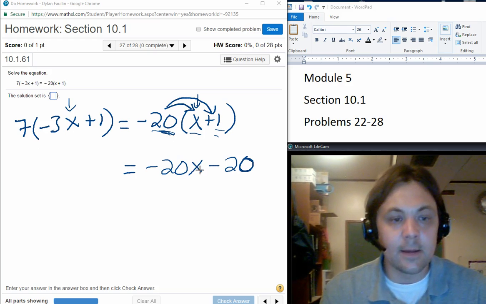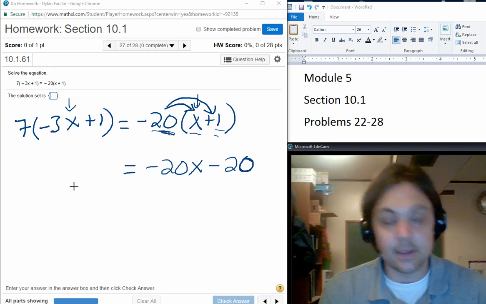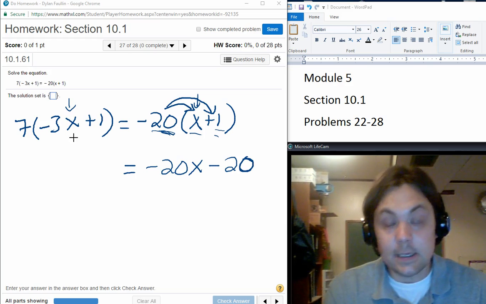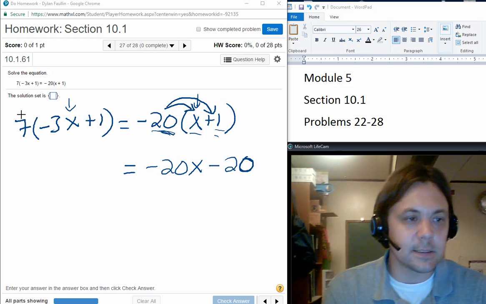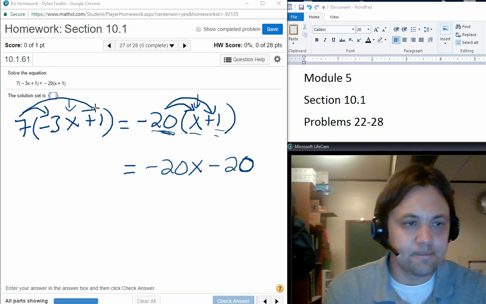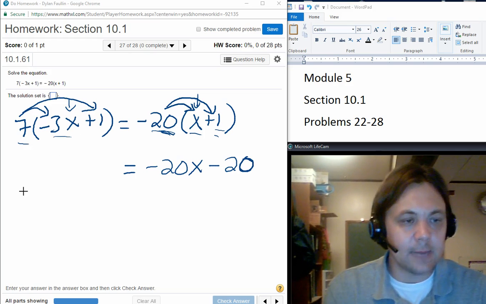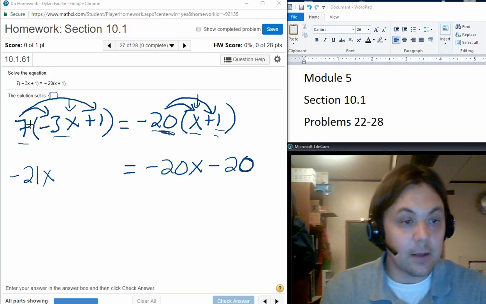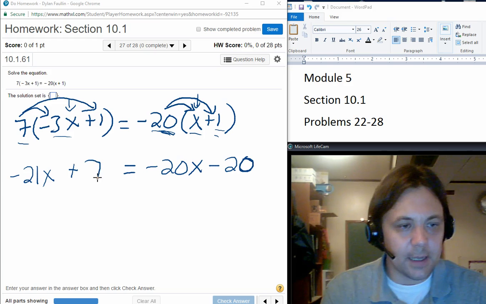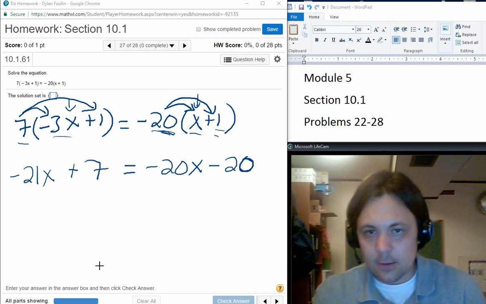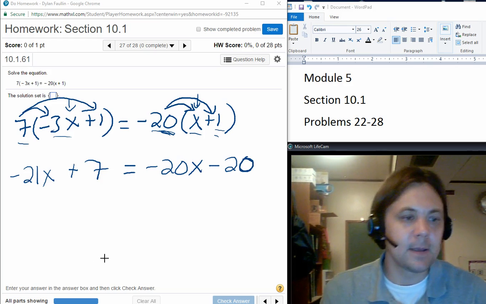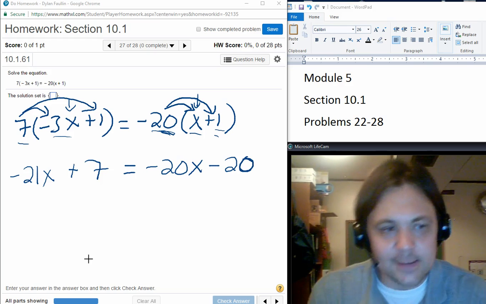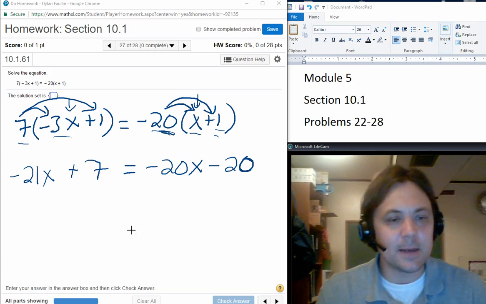There's no reason to bring this minus 20x over to the left-hand side while there's a parentheses here, blocking us from combining anything together. So we need to get rid of these parentheses also by distributing the 7. So I'm going to get 7 times negative 3x. That's going to be negative 21x. And then I'll get 7 times positive 1, which will be positive 7. And again, stop writing the parentheses once you get rid of the reason for the parentheses to be there in the first place. So I'm sorry if I haven't been saying that very well in this video, but that's kind of the point I've been trying to make.